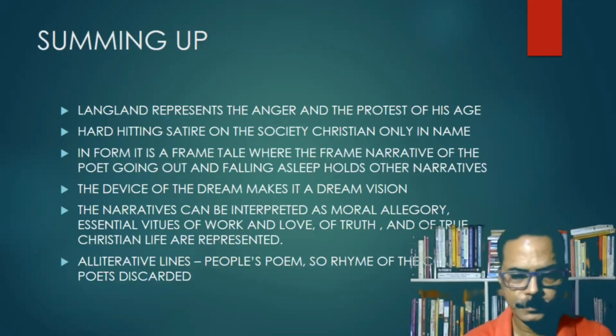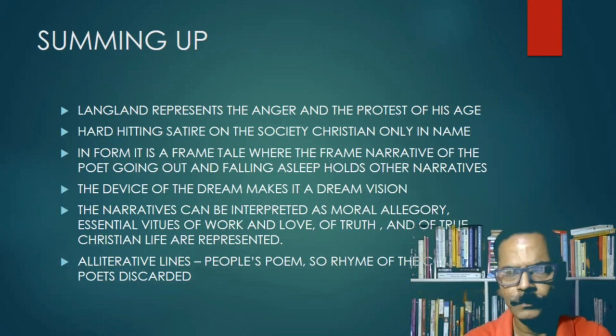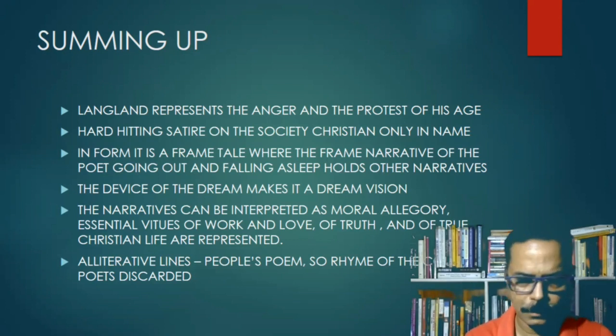Now, to sum up William Langland as a poet and his stature and his importance in Middle English literature. He represents, as we have said, the anger and protest of his age. We have seen earlier that in the 14th century, the late 14th century especially, we see a ferment in the society. We see a lot of discontent. A number of events have occurred which actually lead people to this discontent, dissatisfaction, anger, and protest.